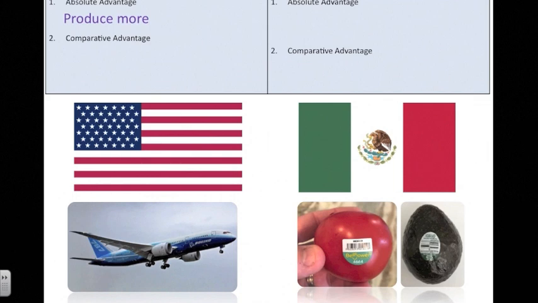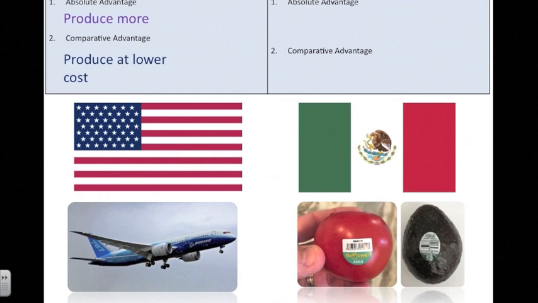For instance, we may allow Mexico to produce avocados and tomatoes while we produce Boeing airplanes. Then we just decide let's trade these two products. We'll allow you to do what you do best. We do what we do best. We specialize and trade, and both of us end up better off. So comparative advantage is looking at the production of a good or a service with a lower opportunity cost.